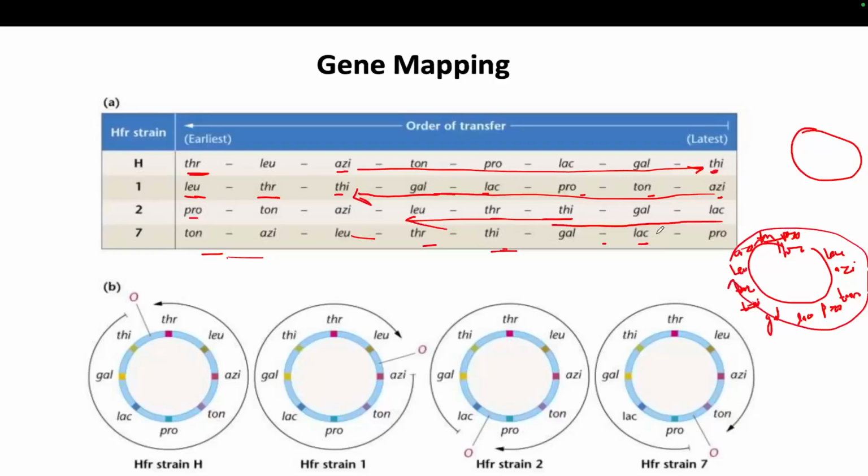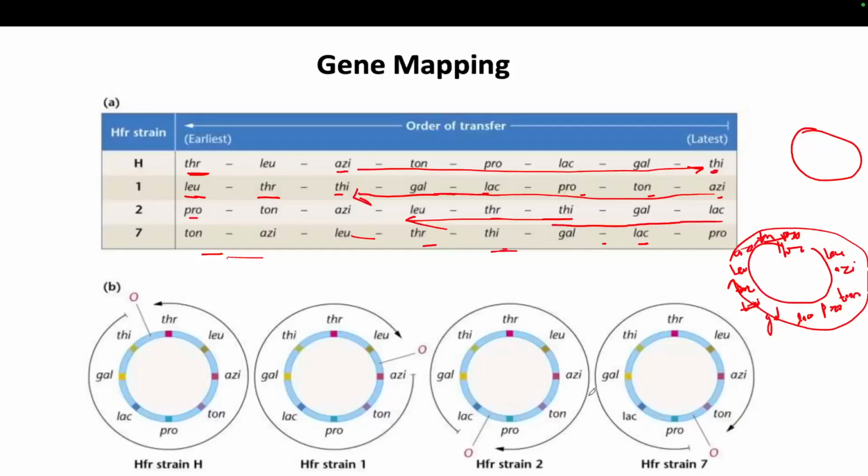So like that you have to map. First you check the sequence in the first strain, and after that in the remaining strains you have to match the sequence. If here the thi gene is the last one, then here after the thi gene, threonine and leucine come. From the third strain you can find out if there is any further gene or not. So thi gene, then threonine, then leucine, then again azi and ton gene and proline. Leucine will be the last one, because it is again coming from the same side, so it is the same sequence.